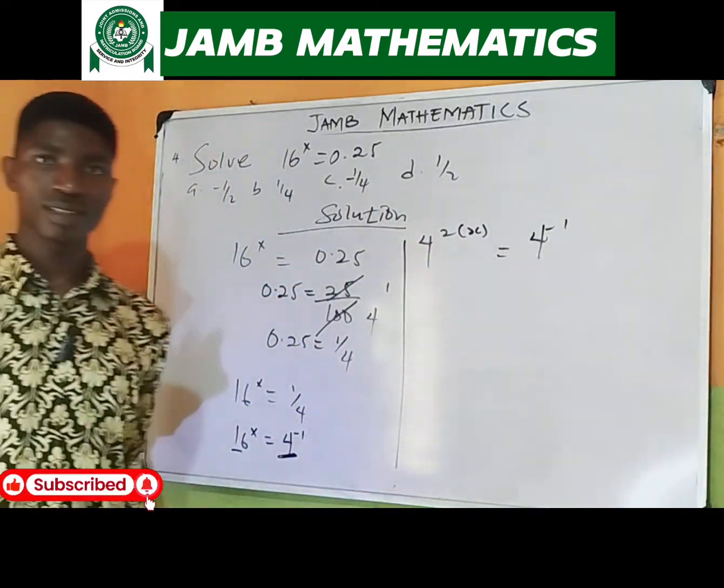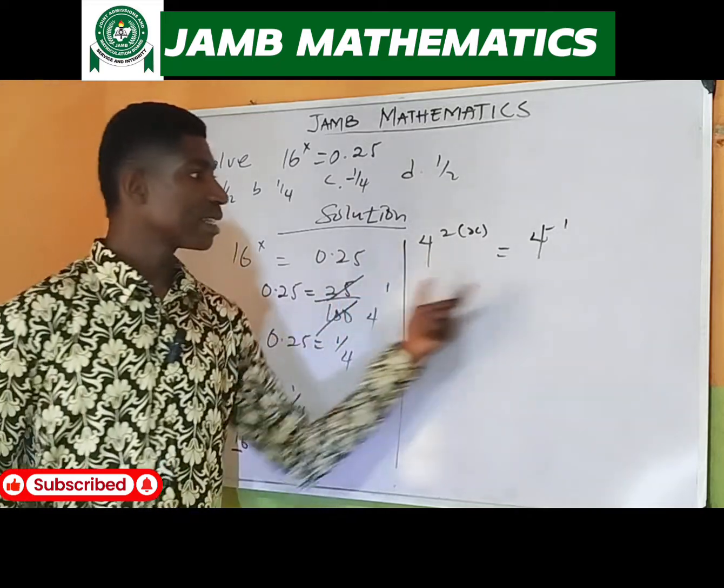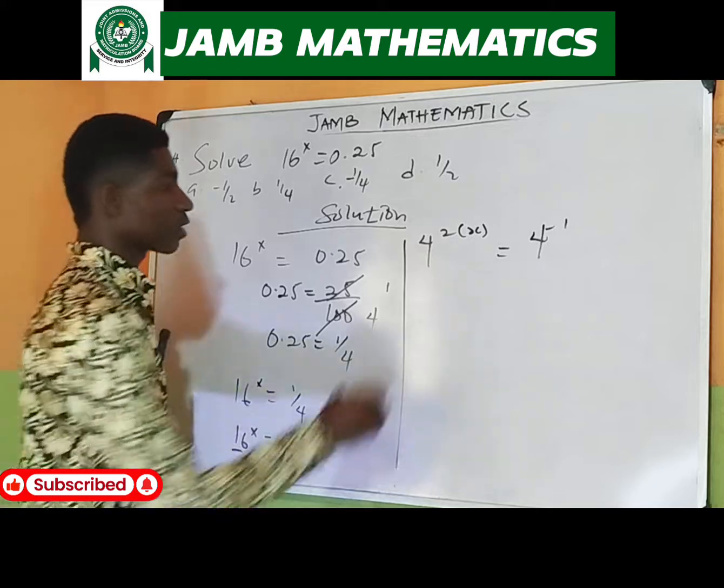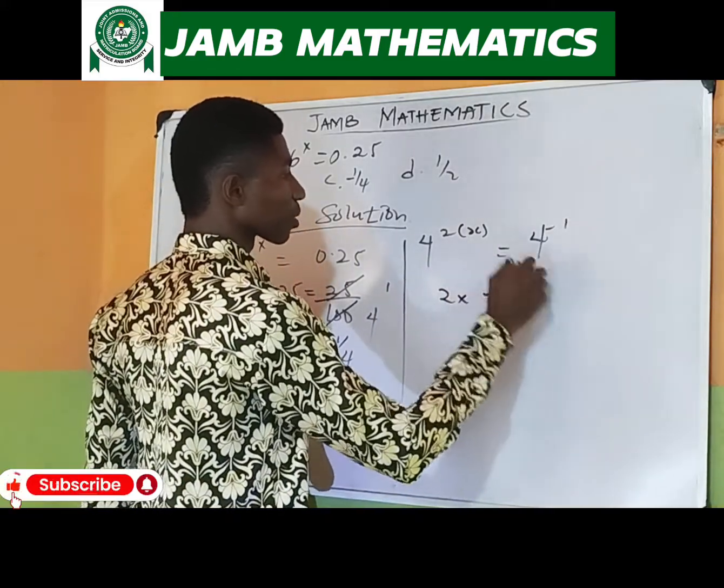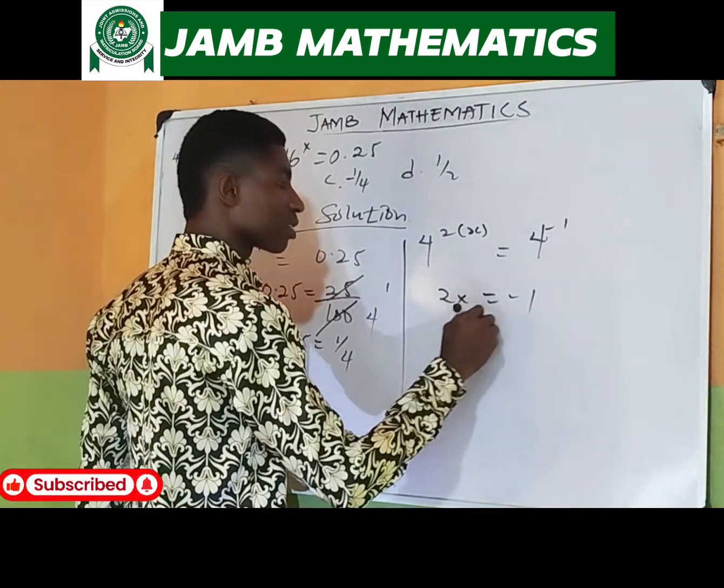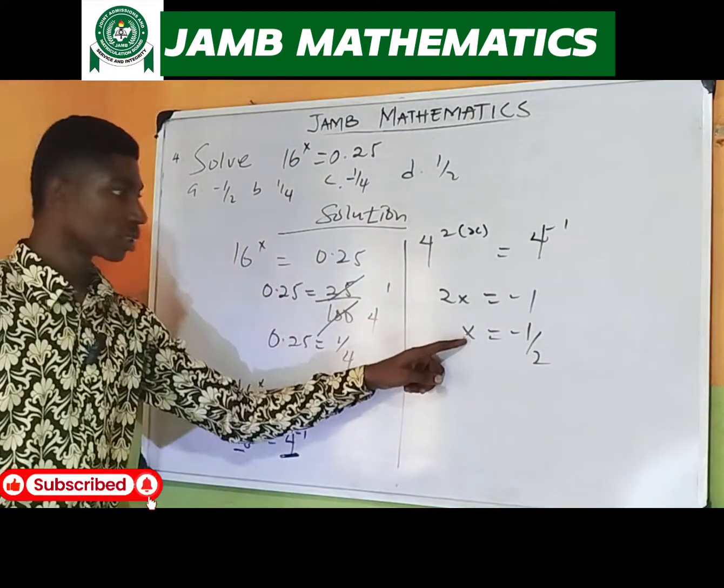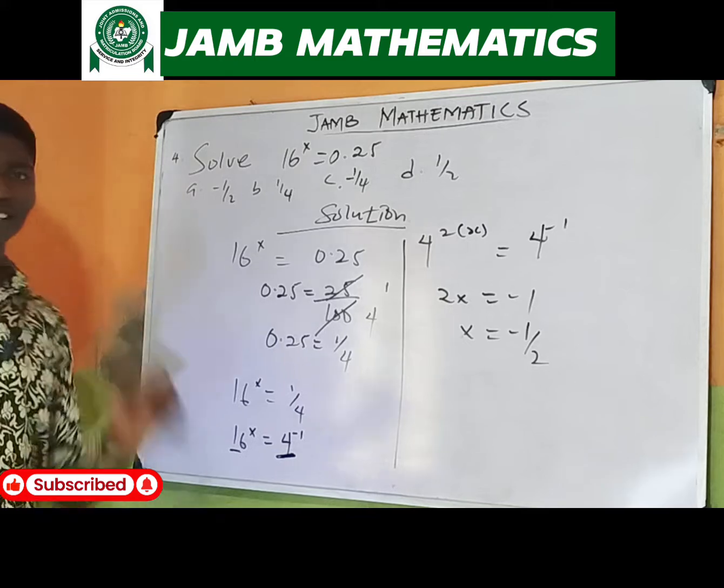Now, according to the law of indices, so long as the bases are the same, we can go ahead and equate their exponents. Hence, we have 2x equals minus 1. Hence, x is equal to minus 1 over 2, making x the subject. Hence, the correct option is A.